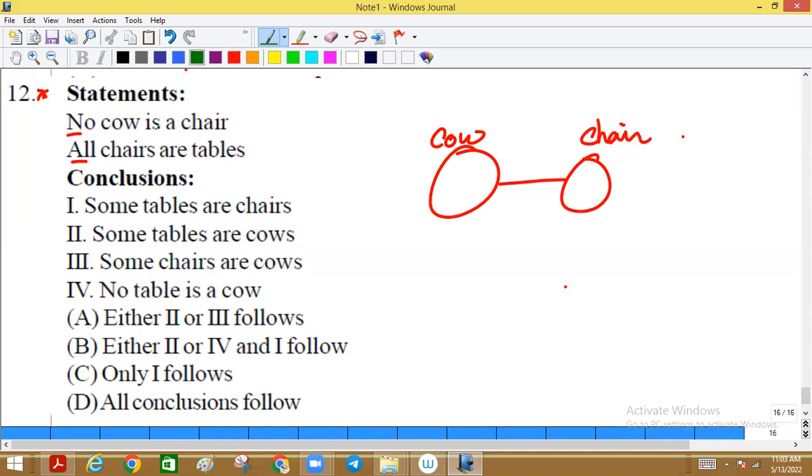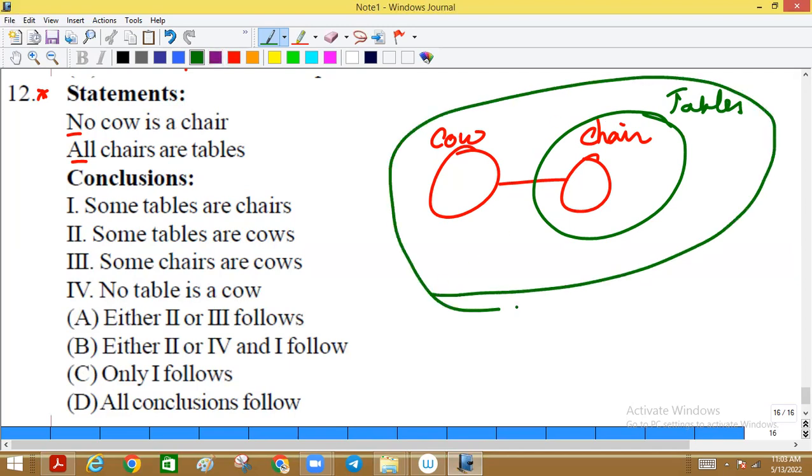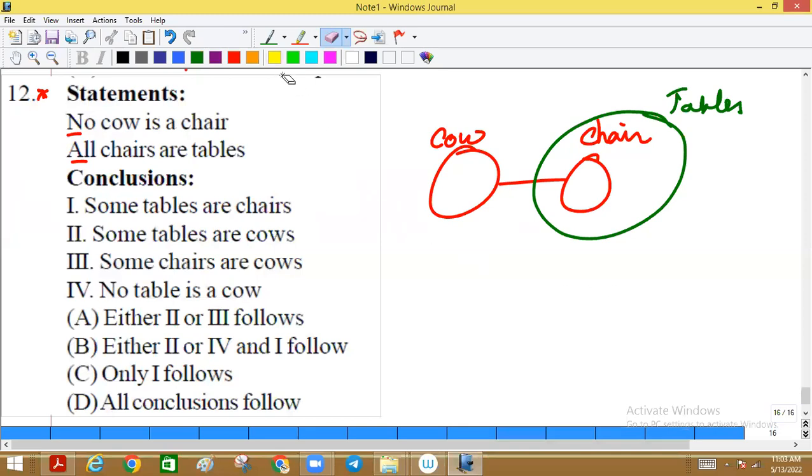What is the second one saying? See here, you have to be careful. All chairs are tables. When you say that all chairs are tables, I can write like this, or even like this. But I can't write like this. Can I write like this? Why not? Because we don't know the relation between cow and tables, right? So when you don't know the relation, don't try to put the relation.